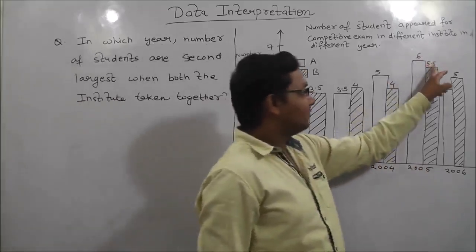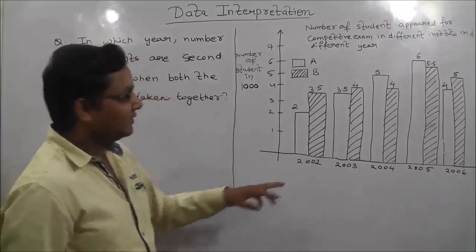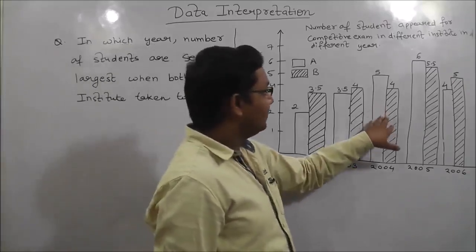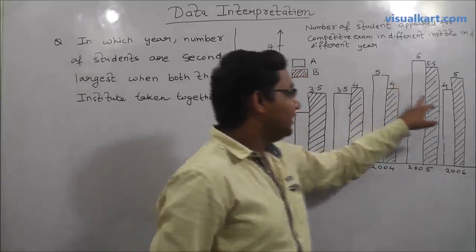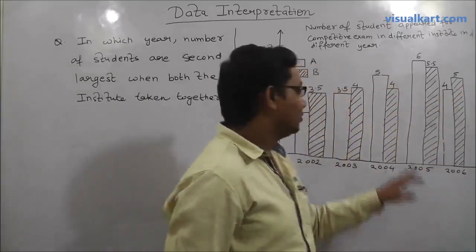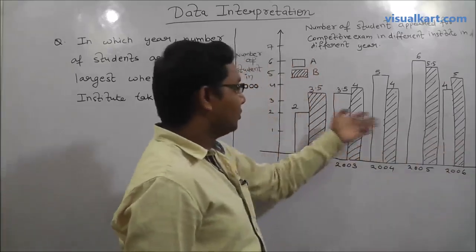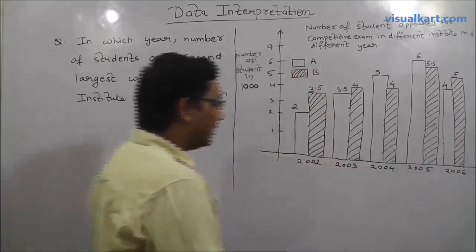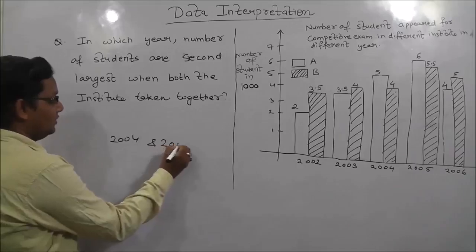That is 6 plus 5.5, that is 11.5. So now the second largest is, see, this can be the second largest or this can be the second largest. So 5 plus 4 is 9 and 4 plus 5 is also 9. So these both are second largest and these are the smallest, smaller than that. So here the answer is both 2004 and 2006.